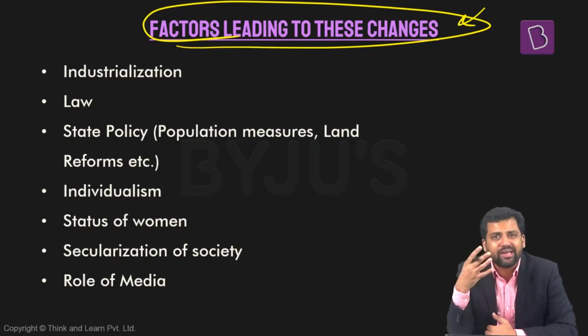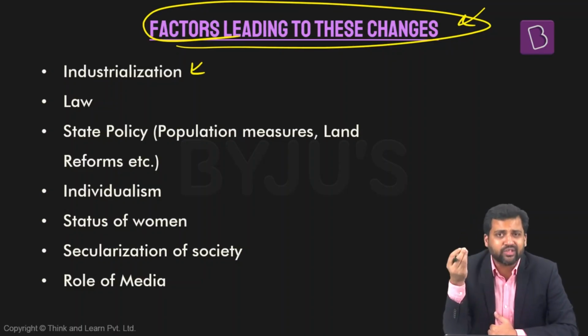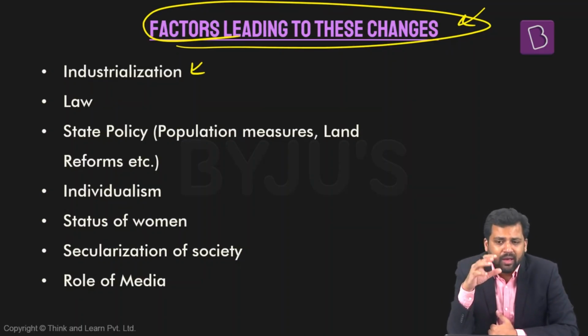So let's try to understand what could be some of the factors which have led to these changes. One is industrialization. How does industrialization change family? In traditional, agrarian societies, what will be the role of family? What will be the function of family? The family will be carrying out economic production. The family will be imparting education and training to its young ones so that they can also take up agriculture. Family will again be transmitting different kinds of values. Right? So family has multiple roles to play.